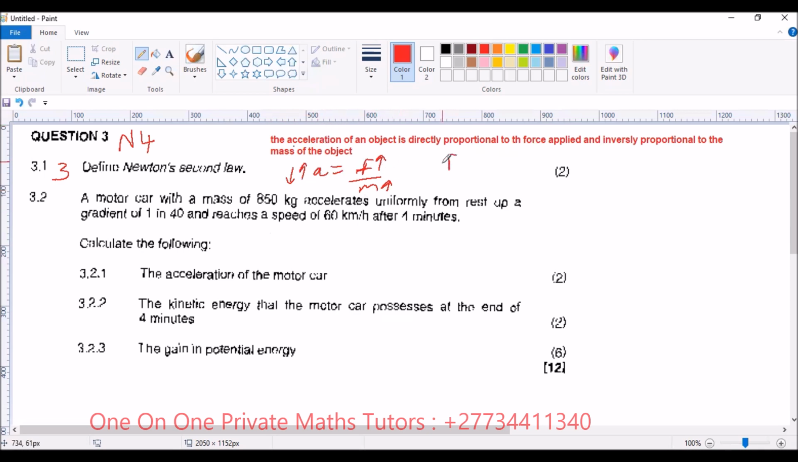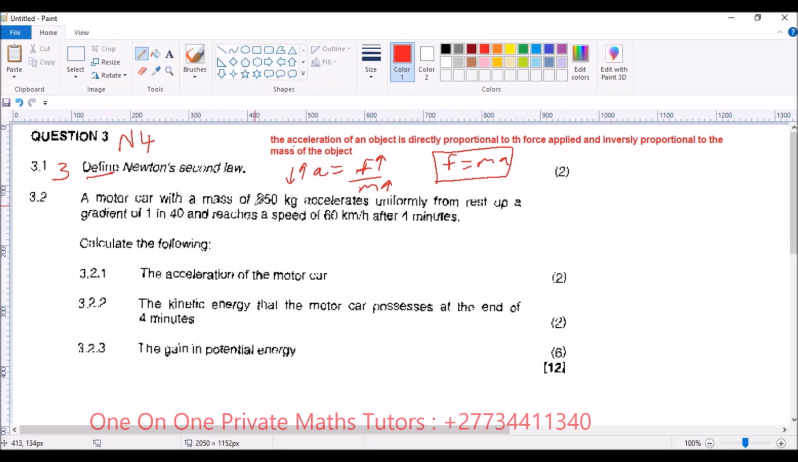So that's where we get F is equal to ma. Force is equal to mass times acceleration, a very common formula. So you can use a formula to define Newton's second law. This formula or that formula, or give it in words, but you must know how to interpret it in words. So this is what it states. All right. Let's go on to the second question.